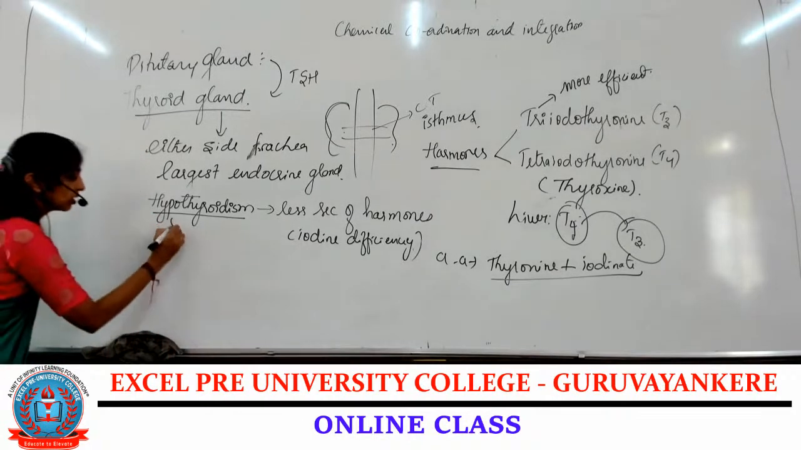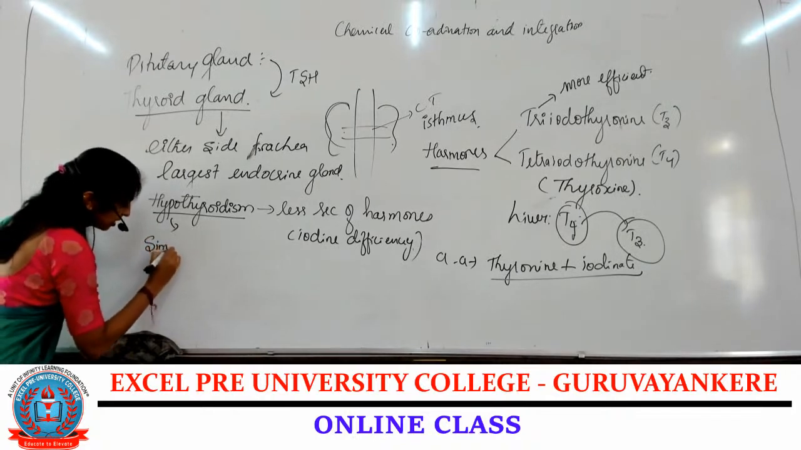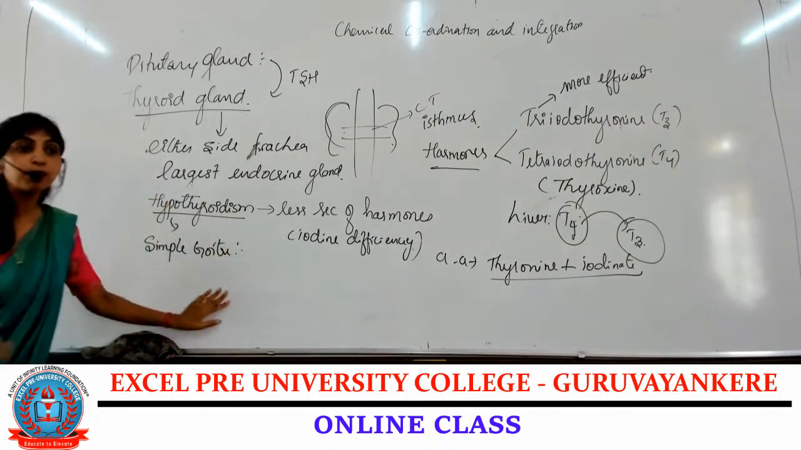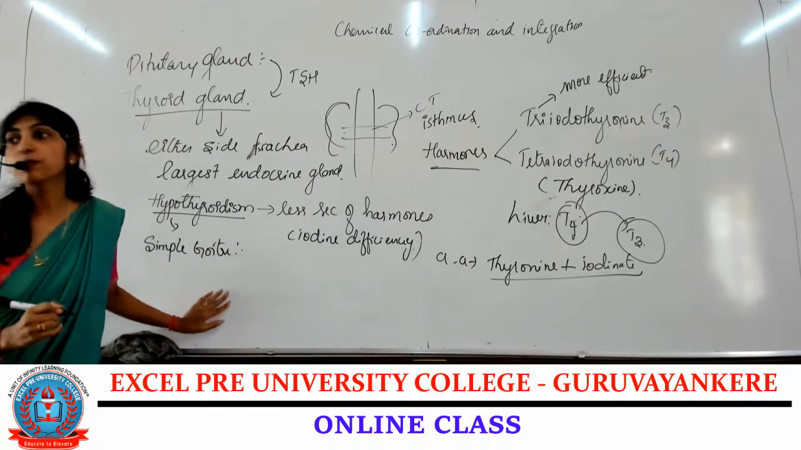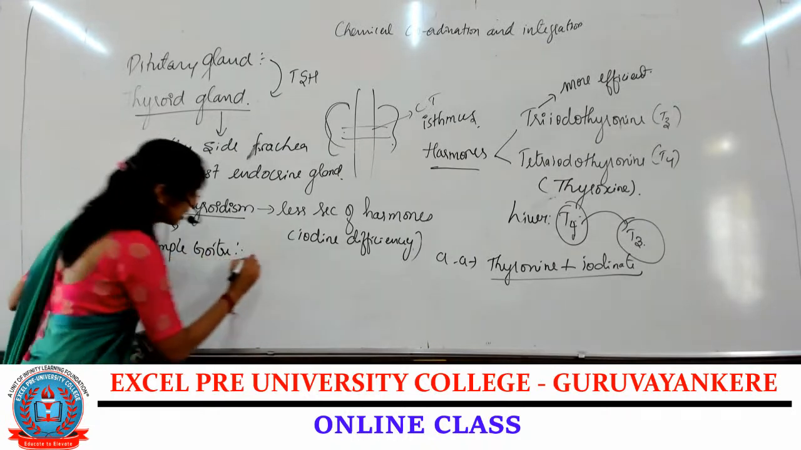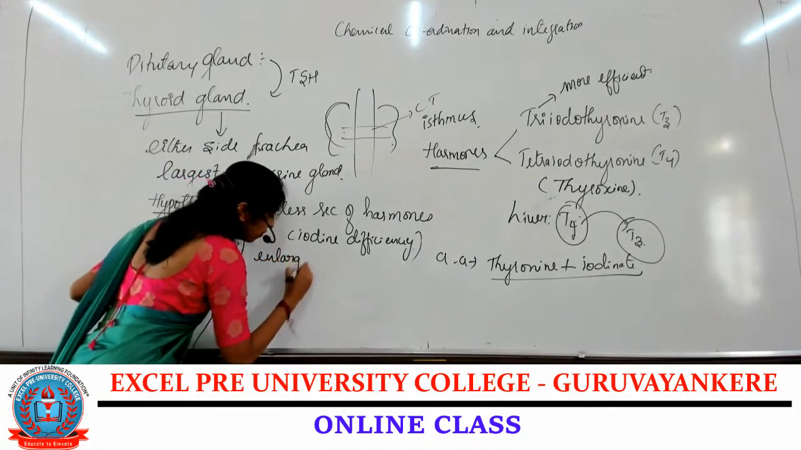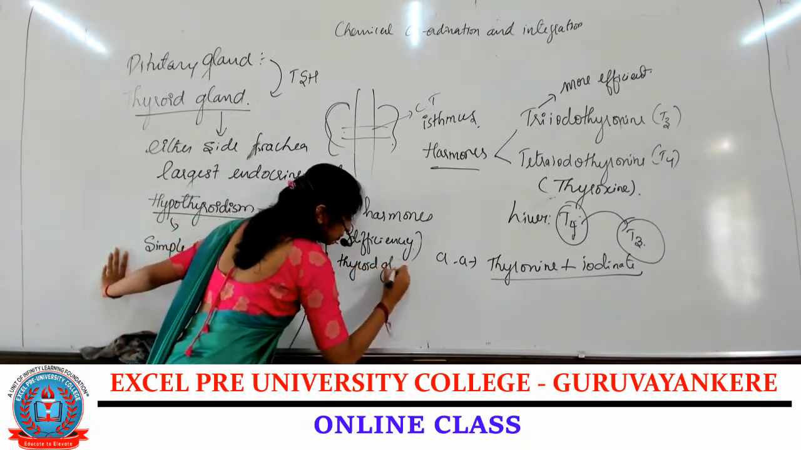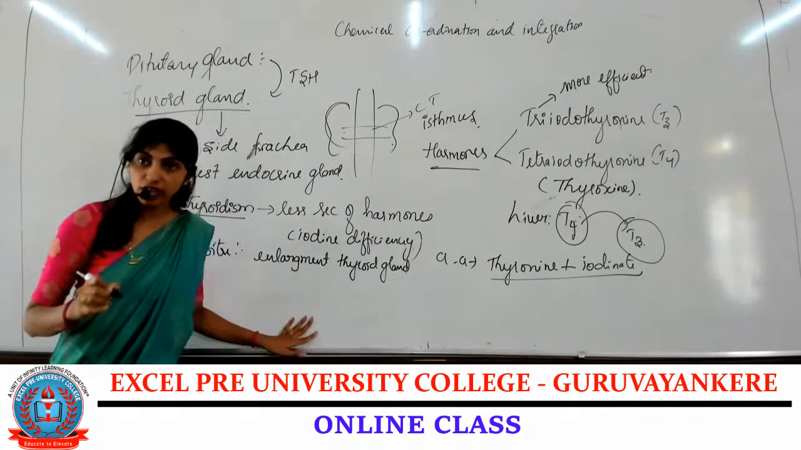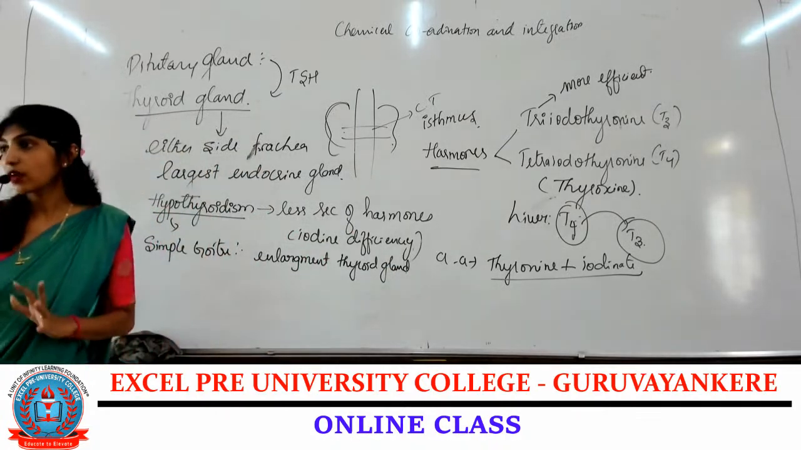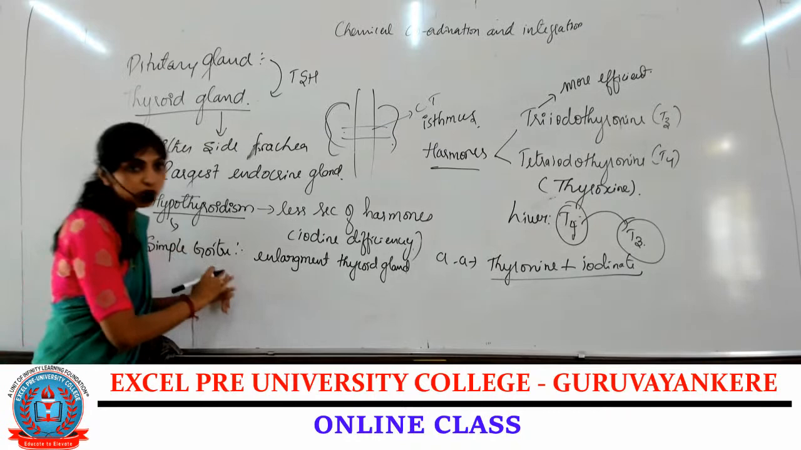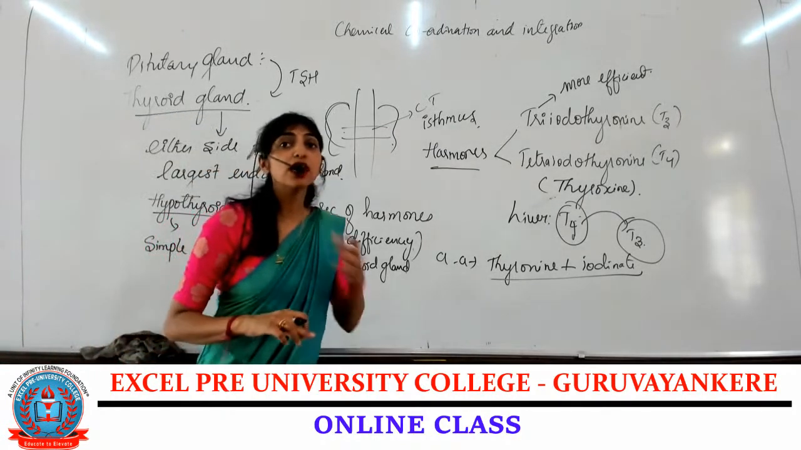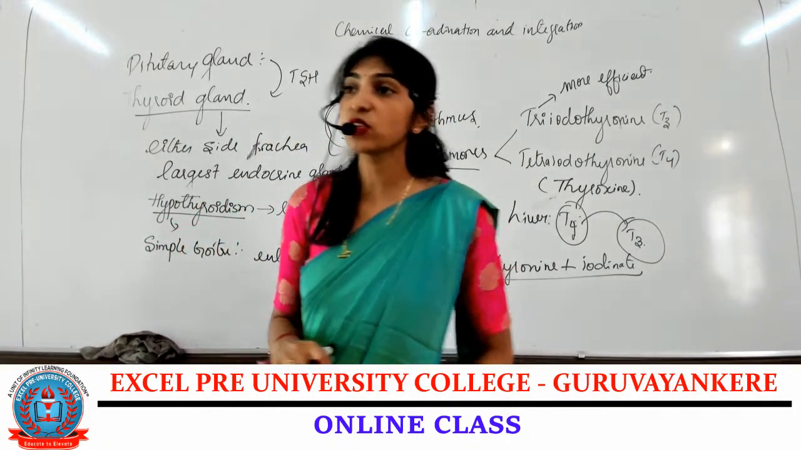Now, when a person has iodine deficiency or hypothyroidism, that leads to a disorder we call simple goiter. What is the simple goiter? Due to less secretion or deficiency of iodine, that is hypothyroidism, it leads to enlargement of the thyroid gland. That is simple goiter: only enlargement of the thyroid gland.